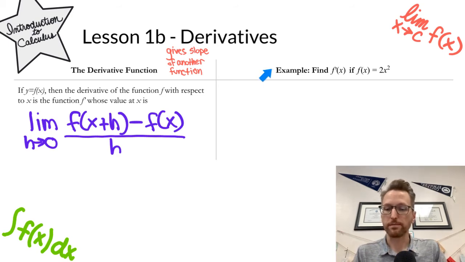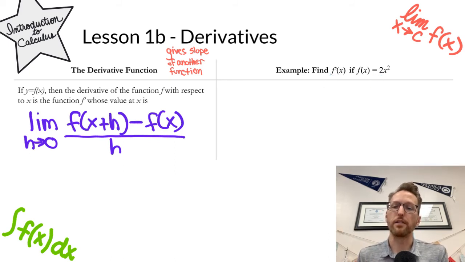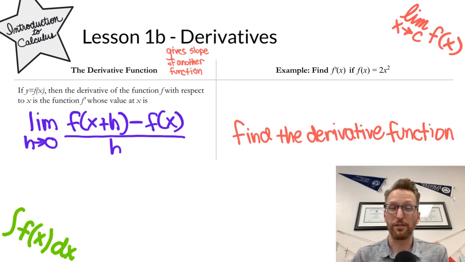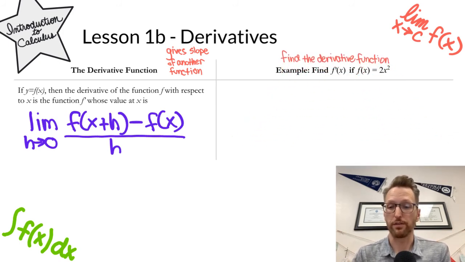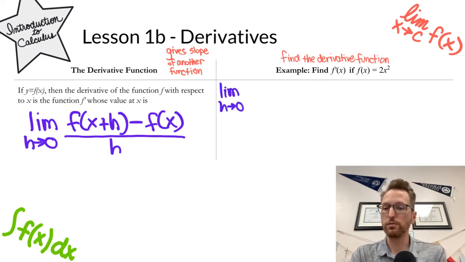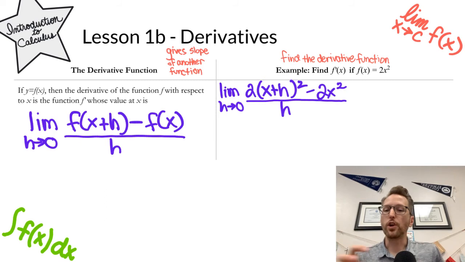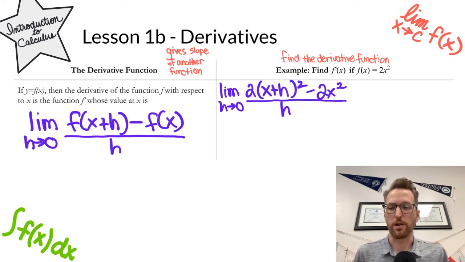So for example, find f prime of x if f of x is 2x squared. It's basically saying find the derivative function if f of x is 2x squared. You know the regular function. So the limit as h approaches 0 of 2 times x plus h squared minus 2x squared over h. Notice that we're taking the x plus h and we're plugging it into x in the function. Okay, we did that same thing before.